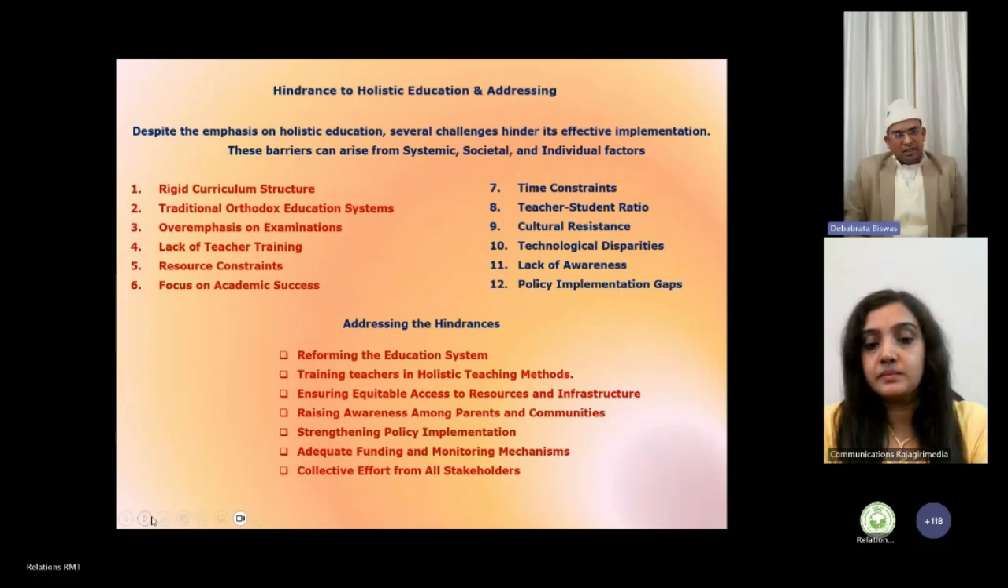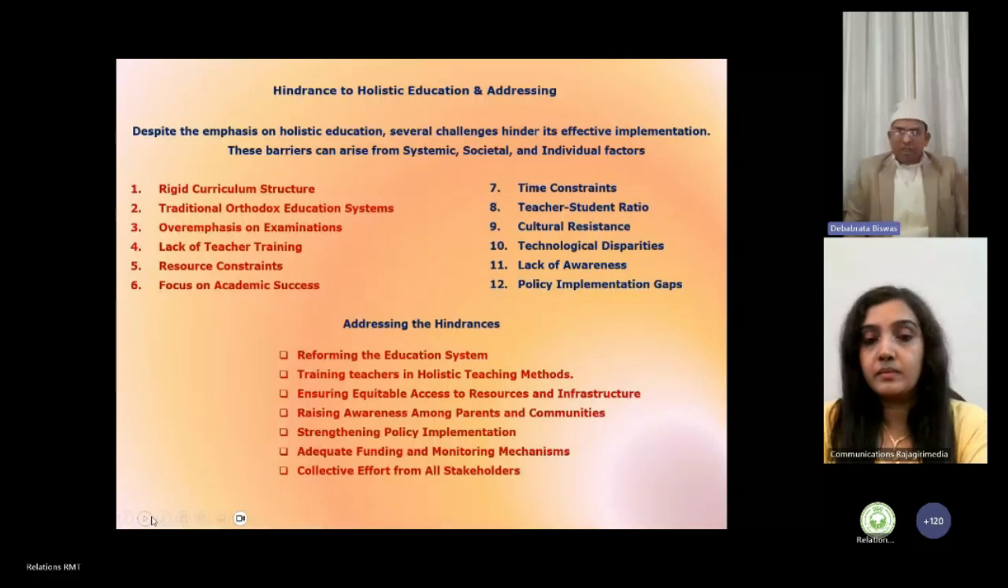Lack of awareness. All the stakeholders, management, school leaders, teachers, parents, students are not aware, they do not study, they don't know. You can ask so many teachers, they haven't heard the word holistic progress card, holistic report card. So they do not study, so awareness is not there. Policy implementation gaps. NEP is given, CBSE is emphasizing, but the policy is not practically implemented, so the gap remains. So these are the problems.